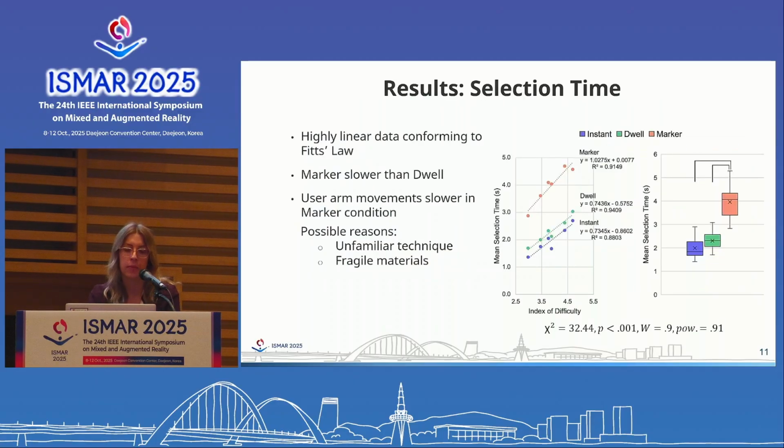Regarding selection time, the marker method was significantly slower than dwell. We suspect this was partially due to participants' arm movements being more cautious when using the selection piece in their left hand, given that it was an unfamiliar technique and it's made of more fragile paper materials, so participants didn't want to move it too quickly out of camera view, resulting in slower actuations. We modeled the relationship between selection time and ID and found it highly linear for all conditions. And this signifies that Fitts's law accurately applies to the cardboard controller.